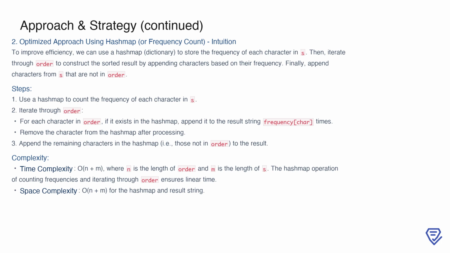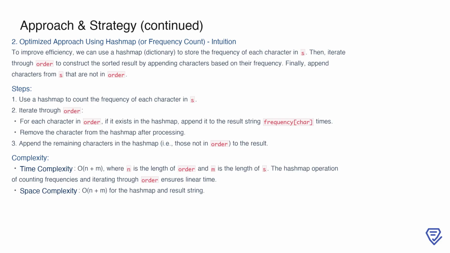Here's how it works. First, we count how many times each character appears in S and store these counts in a hash map. Then, we iterate through the order string, and for each character, we check its frequency in the hash map. If the character exists, we append it to the result string a number of times equal to its frequency, and then remove it from the hash map.